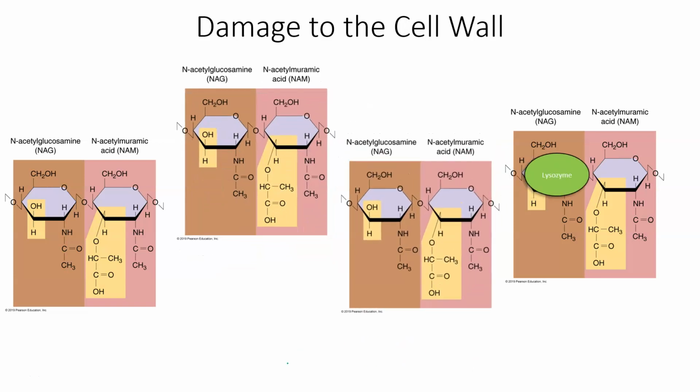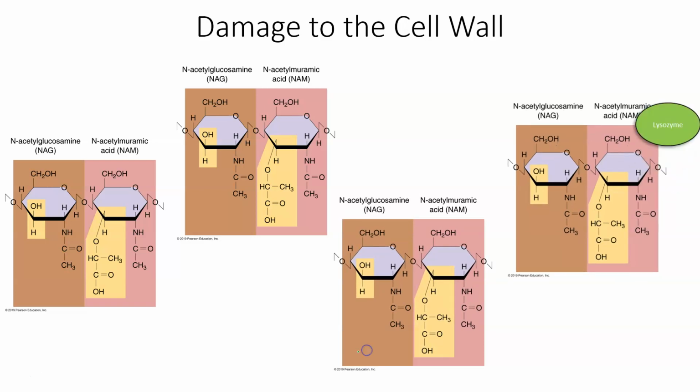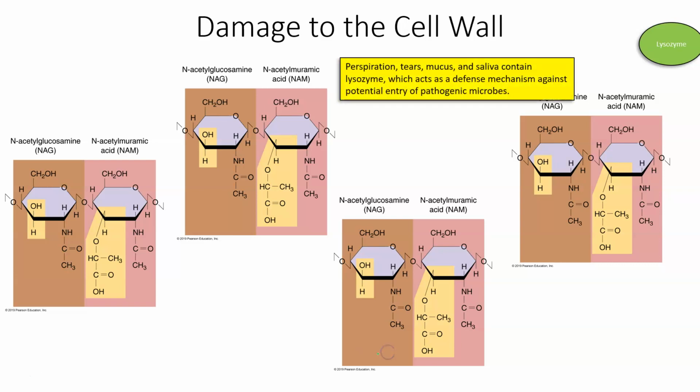If you break the bonds between the bands of these NAG and NAM molecules, then all of a sudden the polysaccharide is going to be chopped up, so to speak, into individual dimers. And if it's not linked together anymore, there's no structural support to the cell wall, and that cell is subjected to osmotic lysis, or can just be decomposed or digested by our immune response.